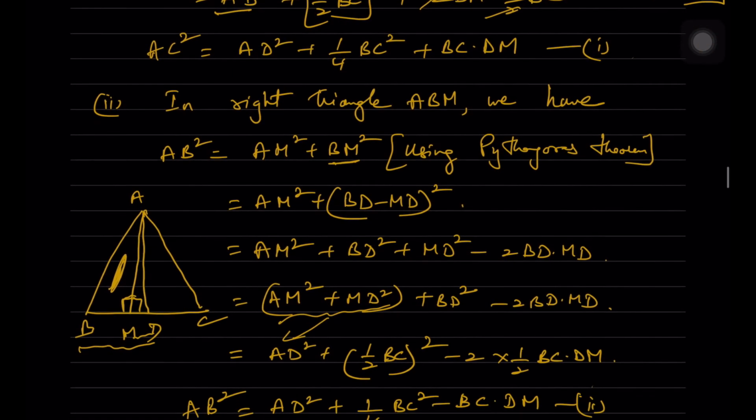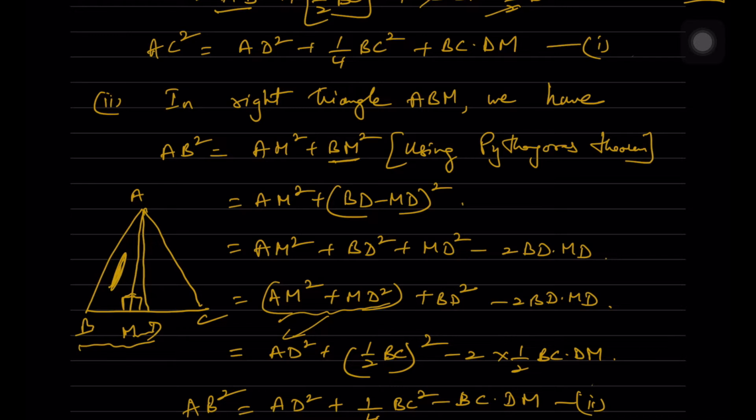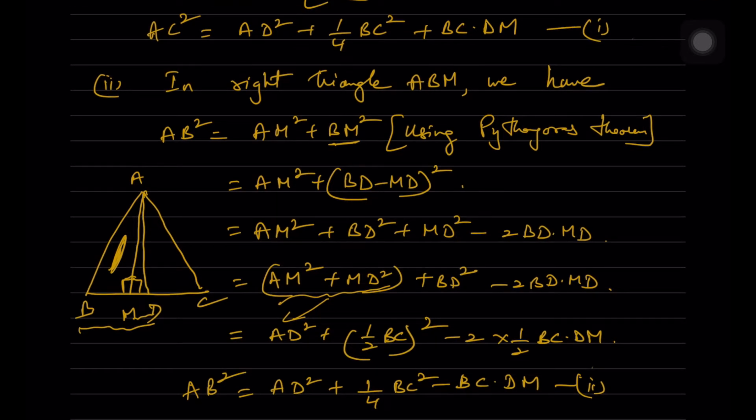So now again considering the second part, in right triangle ABM, you can see the figure over here. We have that AB square is equal to, it's the hypotenuse, AM square plus BM square using Pythagoras theorem. Now what is BM written as? BD minus MD. So in the place of BM we are writing it as BD minus MD whole square. So AM square plus BD minus MD whole square. Now we are expanding this part.